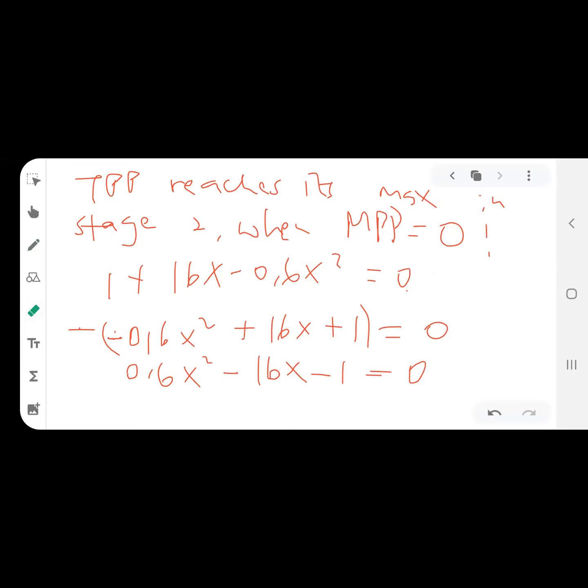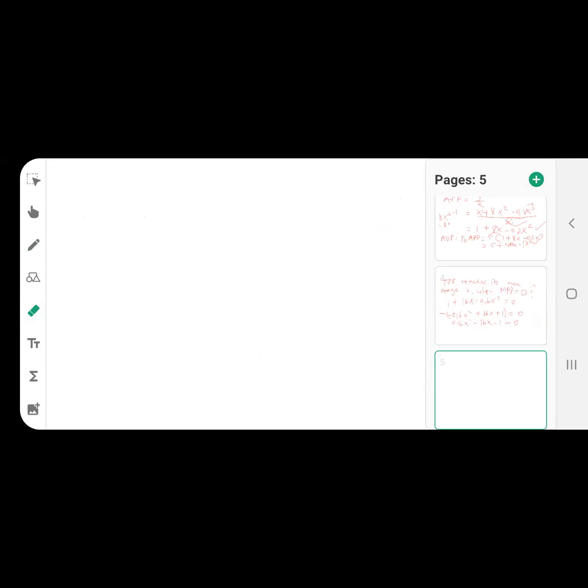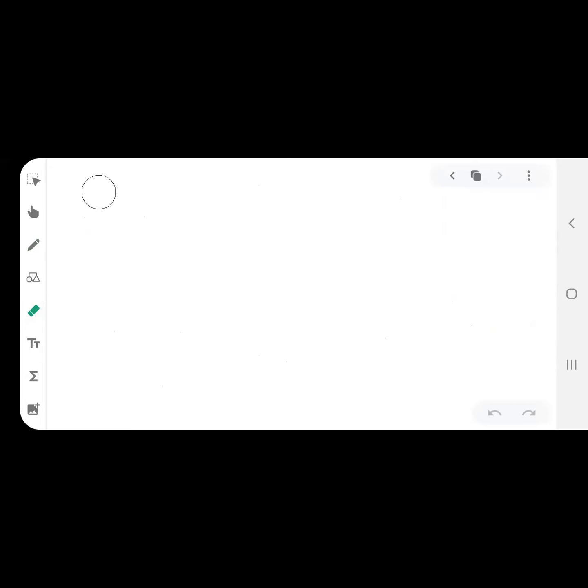So since you have noticed that this is a quadratic function, you can then use a quadratic formula to calculate the value of x. According to the quadratic formula, x equals negative b plus or minus the square root of b squared minus 4ac, over 2a, right?